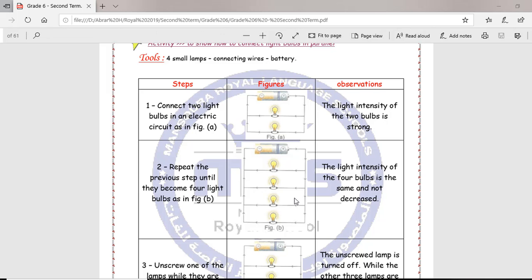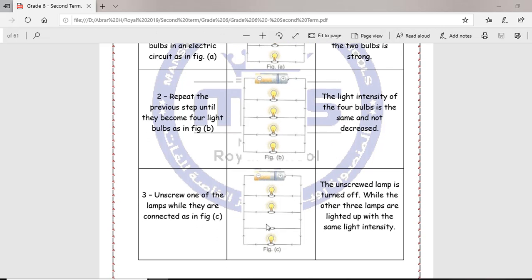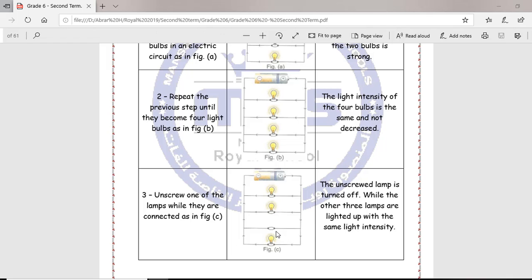By increasing the number of the lamps until they become four lights, we find out that the light intensity of the four bulbs is the same and doesn't decrease. The light intensity doesn't decrease by increasing the number of electric lamps. If we unscrew one of the lamps while they are connected, the others will not turn off. The others remain lighting as they are.